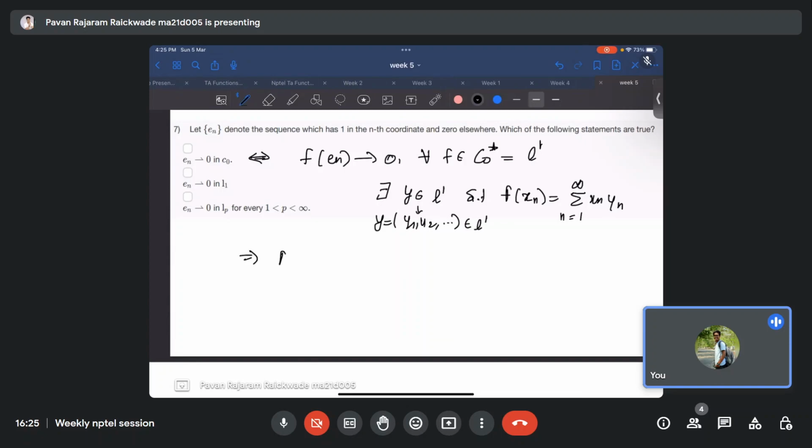So what is f at en? Other than the nth term, all other entries are 0, and on the nth term we have 1. So f of en will give us yn, right? Since y belongs to L1, it is a summable sequence. If a series converges, then its nth term goes to 0. Hence this yn should go to 0, and this is happening for all f. This implies en converges weakly to 0.